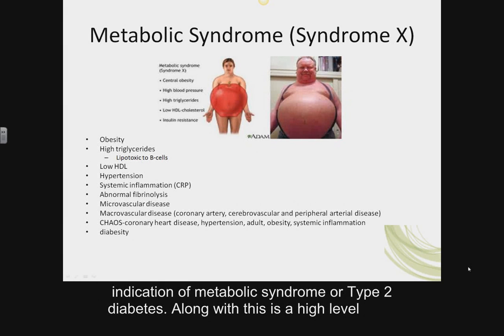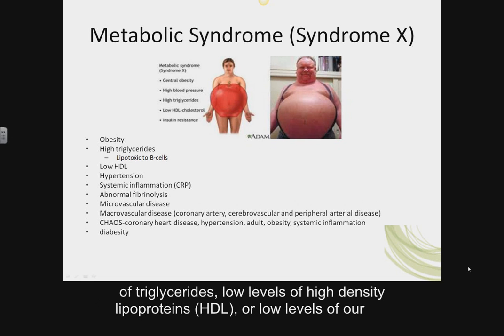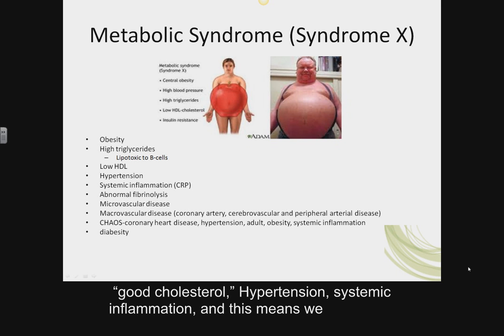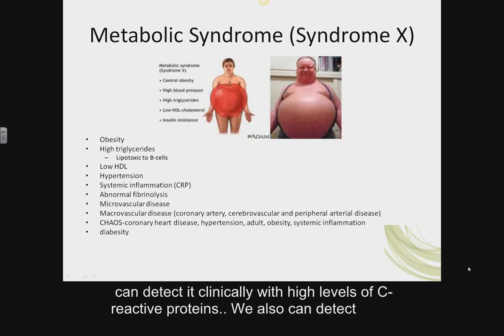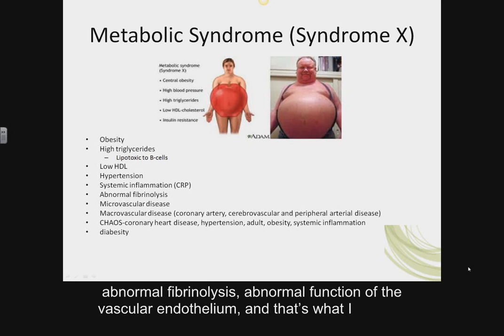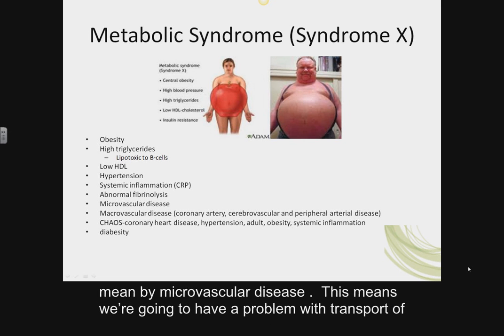Along with this is a high level of triglycerides, low levels of high-density lipoproteins, HDL, or the low levels of our good cholesterol. Hypertension, systemic inflammation, and this means we can detect it clinically with high levels of C-reactive proteins. We also can detect abnormal fibrinolysis, abnormal function of the vascular endothelium, and that's what I mean by microvascular disease.